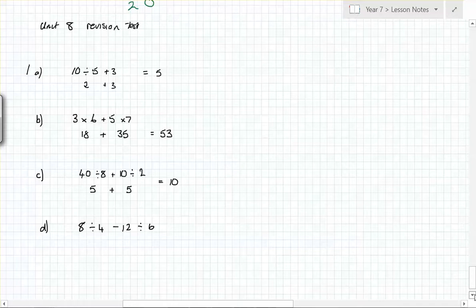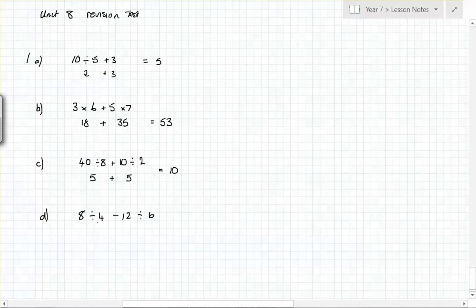So again, divisions. 8 divided by 4 is 2. Subtract 12 divided by 6, which is 2. The answer is 0. Okay.